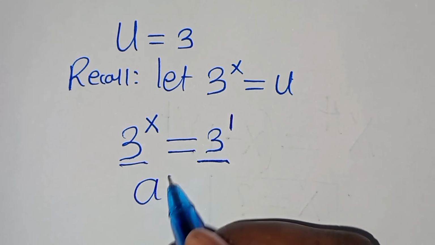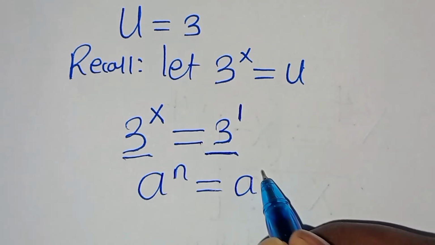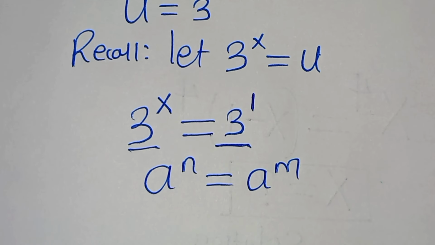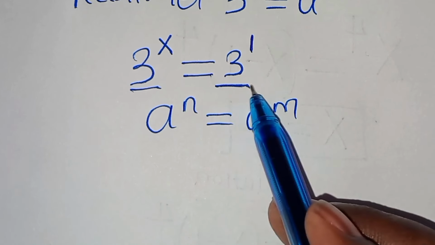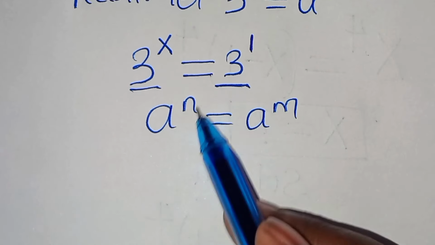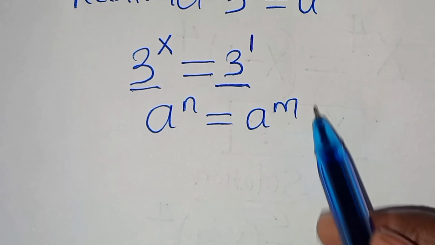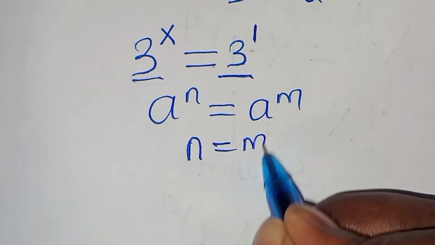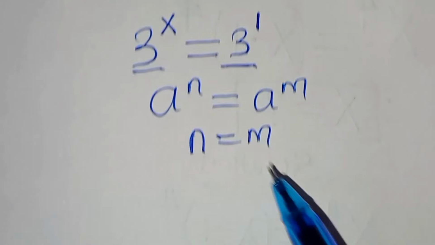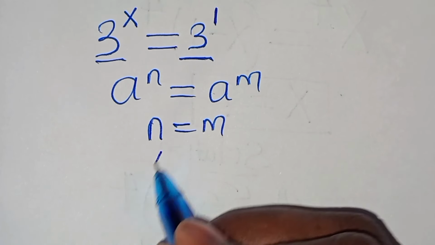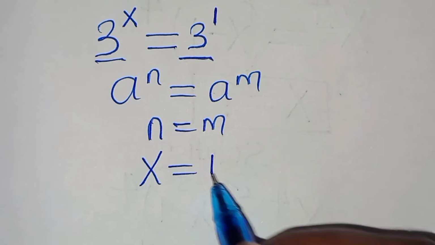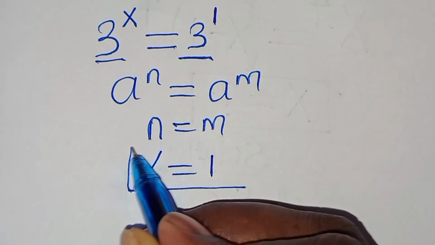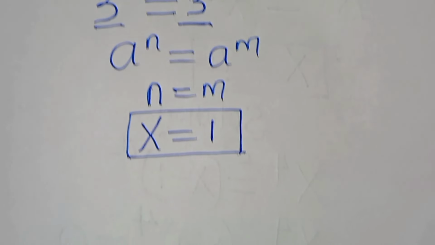That is, a to the power of n is equal to a to the power of m, we have that the bases are common here. Now this means that exponent n is equal to m. So from what we have here, then x is equal to 1. We have the value of x equal to 1.